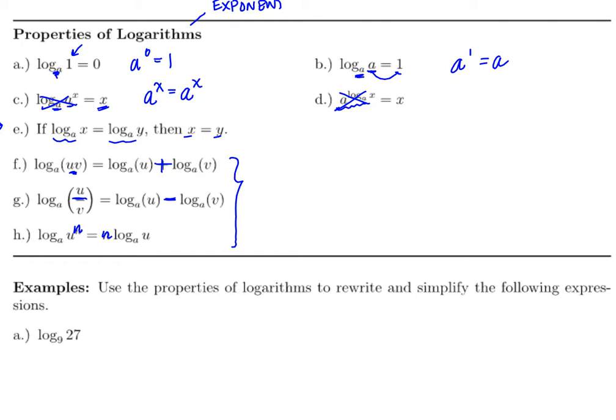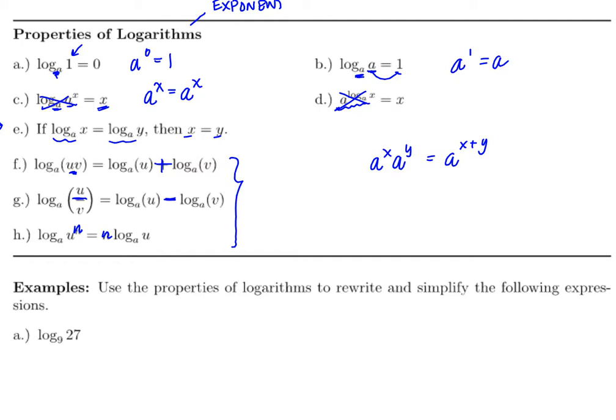Now remember, these things are exponents, so they behave like exponents. If you have a to the x times a to the y, what we do with those exponents is simply add them together for the base. And the same thing for the log. Log of u times v is what power on a makes u times v. That should be the power on a that makes u plus the power on a that makes v. So these guys are the rules. They're the only rules for messing with logarithms, so don't invent any.